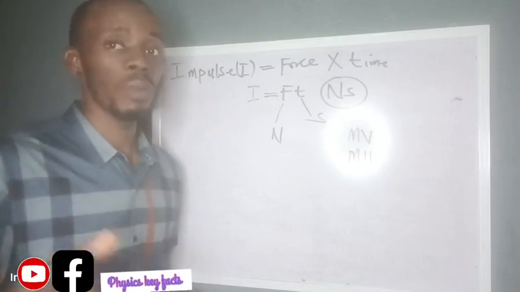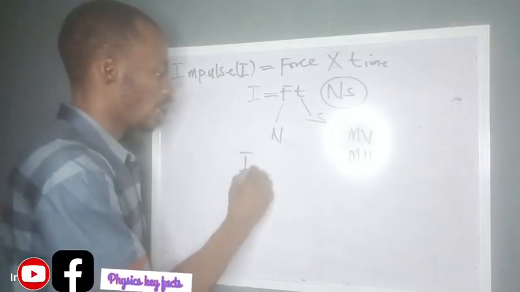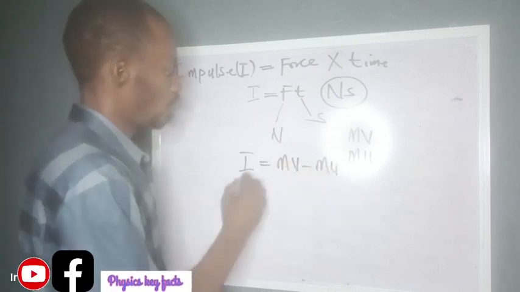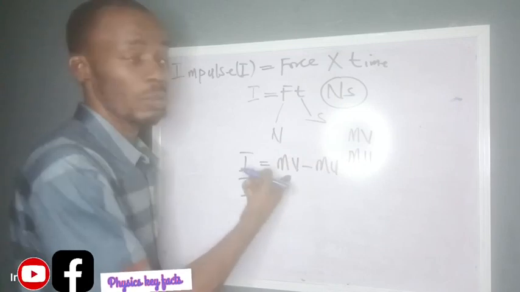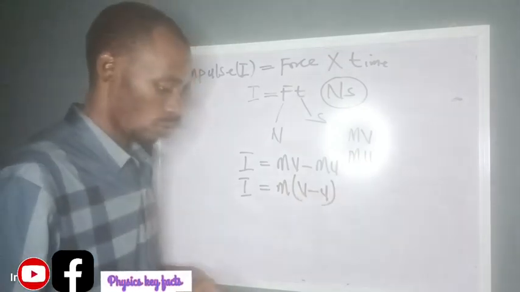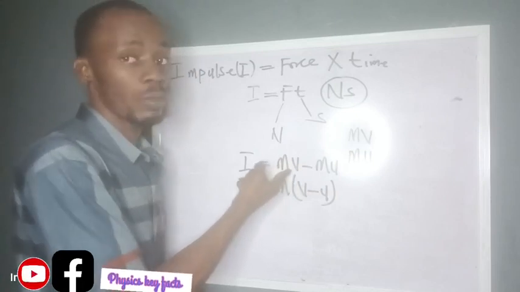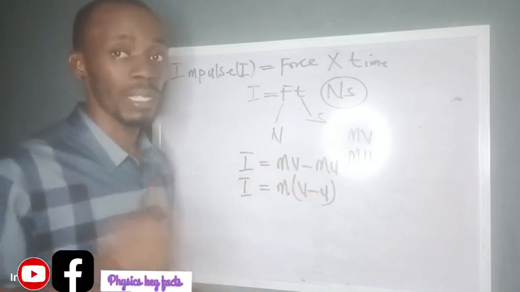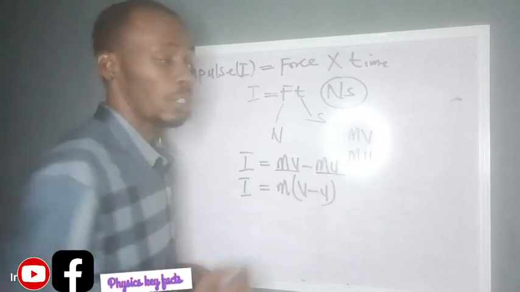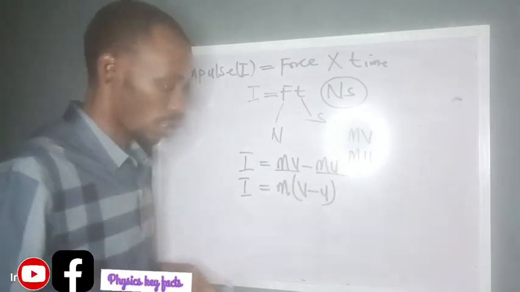So whenever there is a change in momentum, impulse has taken place. So another formula for impulse is simply that I is equal to mv minus mu. Which is, I is equal to, we factor out m, open bracket, v minus u, which is final velocity minus initial velocity. Final momentum minus initial momentum, that is the change in momentum. We factor out m, we have final velocity minus initial velocity.